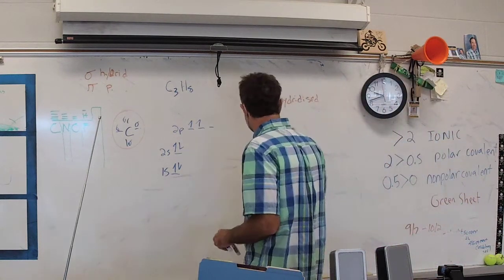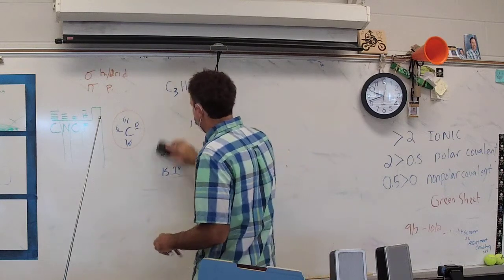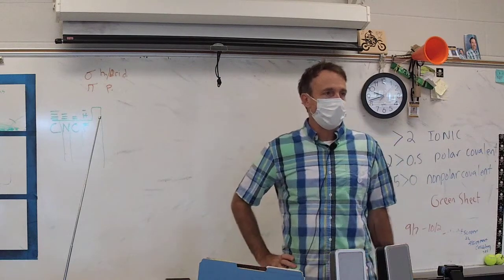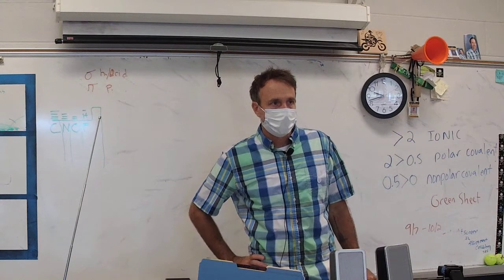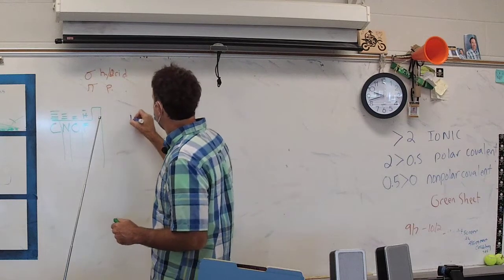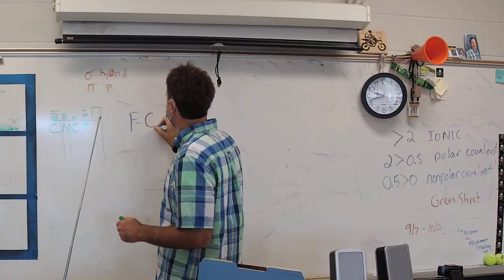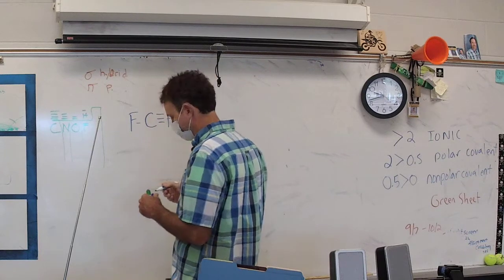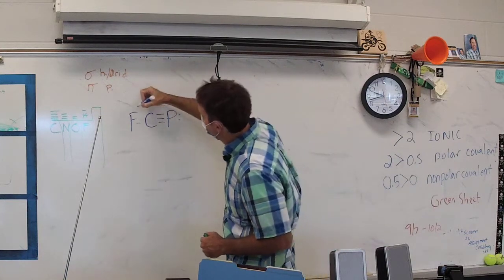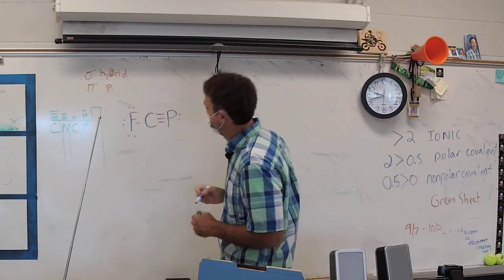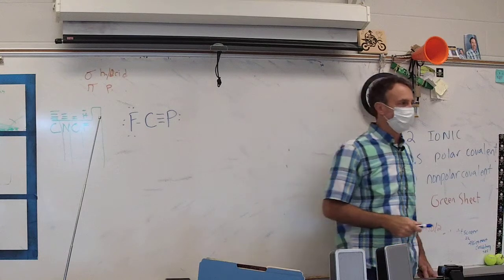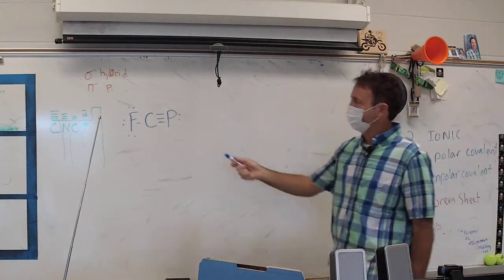Let's draw another one. How about FCP? There's our Lewis structure. We'd need 2 more dots for that P, this F would need 6, and that carbon in the middle ends up having 4 bonds. It's done. Does everybody see what I'm getting at? This carbon's got its 4 bonds.